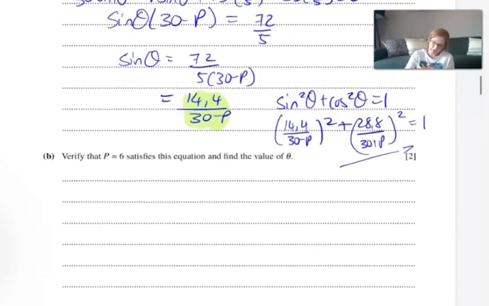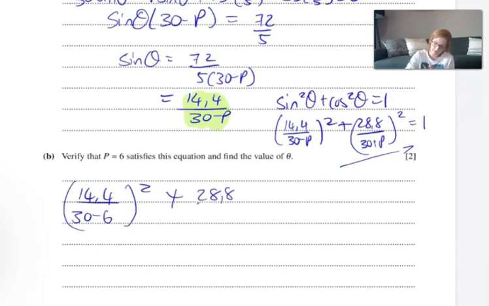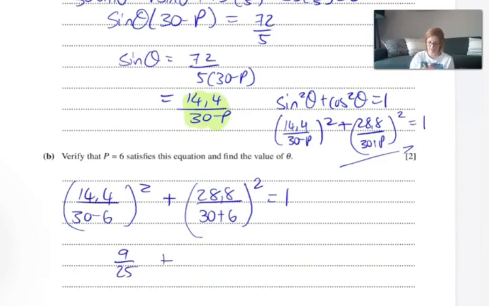So I am just going to plug 6 into my equation, plus 28.8 over 30. It is good to know those keywords, because if you get it wrong, they won't necessarily accept it, except if you're just subbing things in if they actually want you to prove it. Okay. So 14.4 over 30 minus 6 squared. Okay, I'm just going to say that's 9 over 25. I could probably, no, 28.8 divided by 36 squared. 16 over 25.